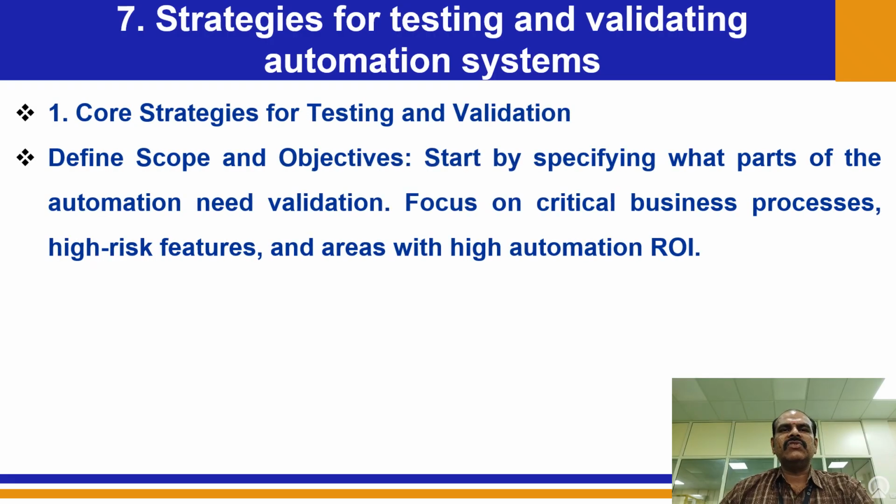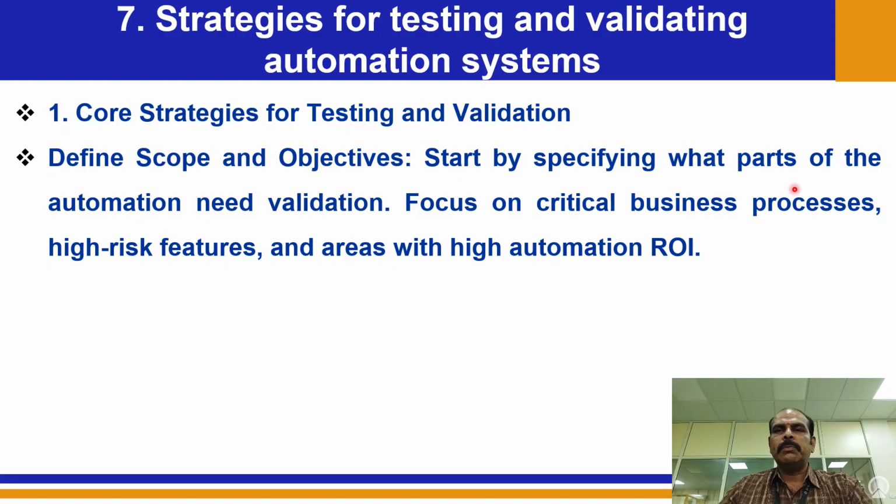Core strategies for testing and validation. So how do we go ahead? First, you have developed a system. For that system, we need to measure the KPIs and other things. The first foremost step is to define scope and objectives. That should be the crucial thing as far as automation is concerned.